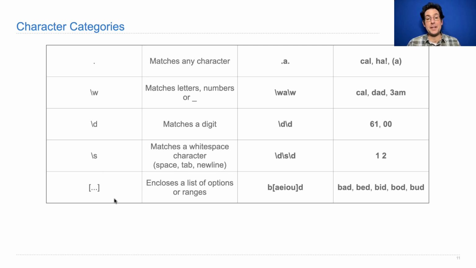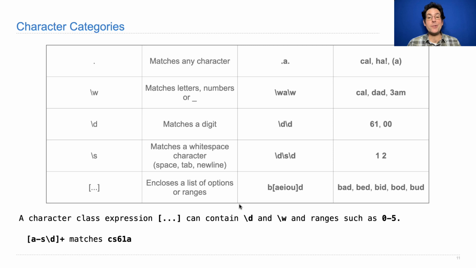And then the most flexible thing is to enclose some list of options or ranges in square brackets. So this is just 3 characters long, B followed by some vowel followed by D, and this would match any of these 5 words. Within square brackets, you can write individual letters like we did here. You can write ranges, and you can also write \d or \w. So this says, take any letter from A to S, or any digit, and match one or more of those. So C is in the range A to S. The range is inclusive, and that matches CS61A.